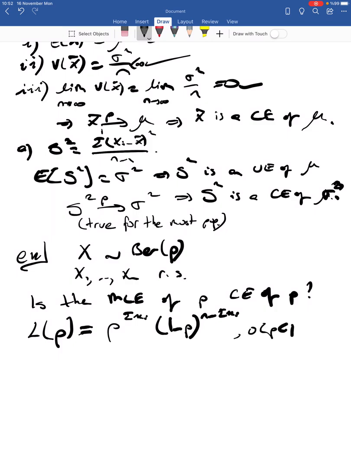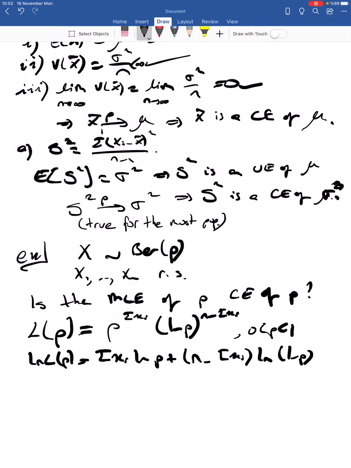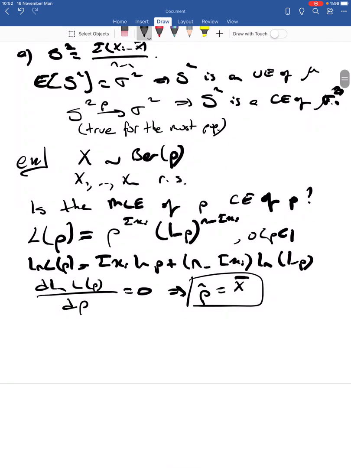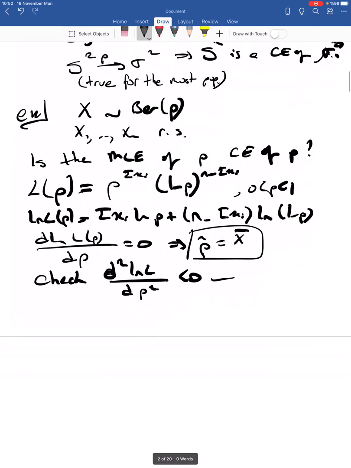Okay, so this is the log likelihood for p: summation xi ln p plus n minus summation xi ln 1 minus p. When you take the derivative of the log likelihood function and equate it to 0, you get p hat as x bar. And you have to check also the second derivative. Okay, so this is the MLE.